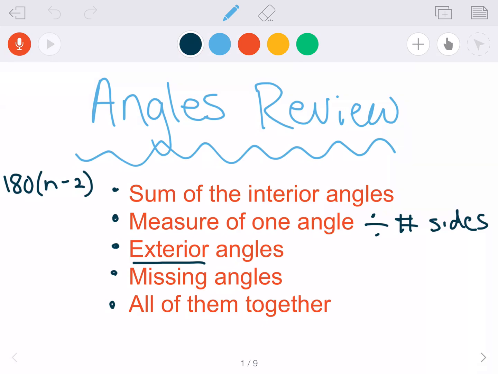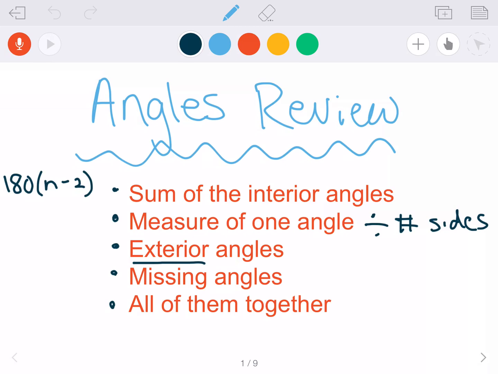Hey guys, last week we were talking about angles and various types of angles and how to find sums of interior angles and missing angles. I wanted to take today to go through and just review some of the different things we talked about, and then you're going to have a practice on it afterwards. Hopefully, if you have questions, they'll get answered through this, and if not, please reach out.